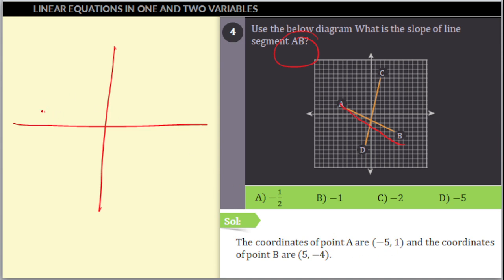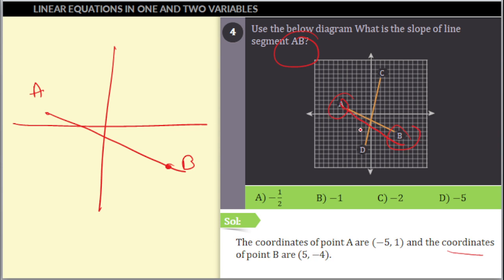So, let's say this is line A and B. There is no value given, so we'll count the squares, and using squares we will find the coordinates of this point A and point B.